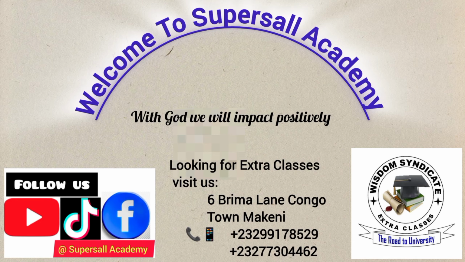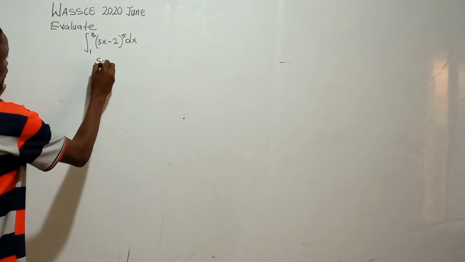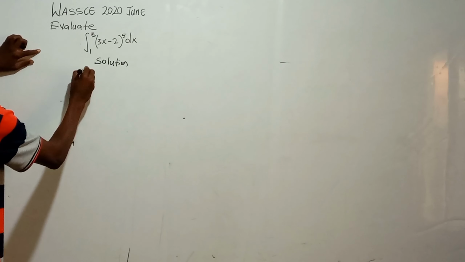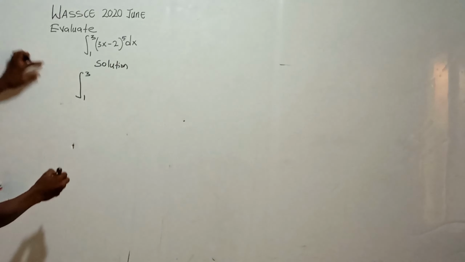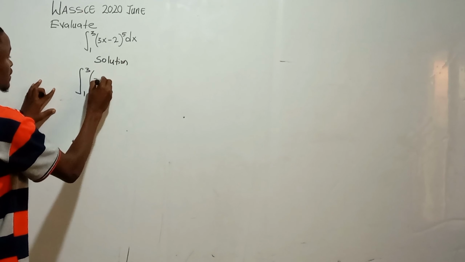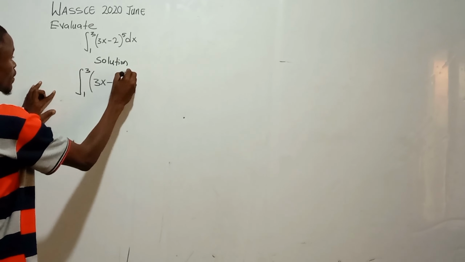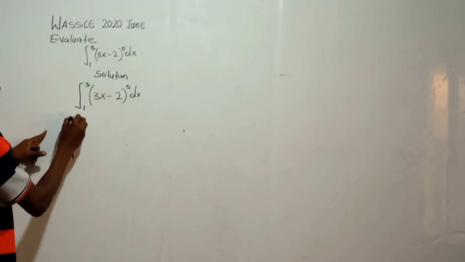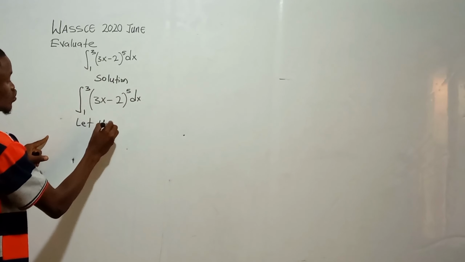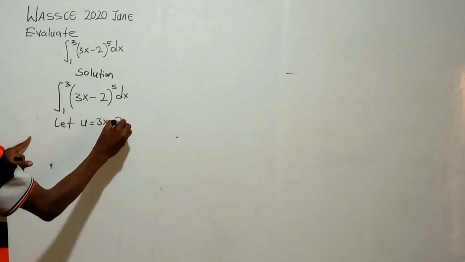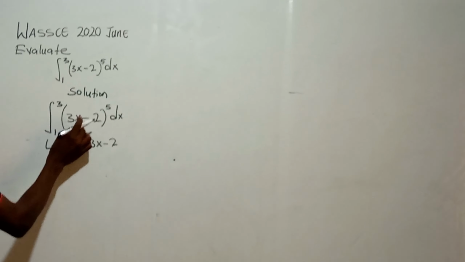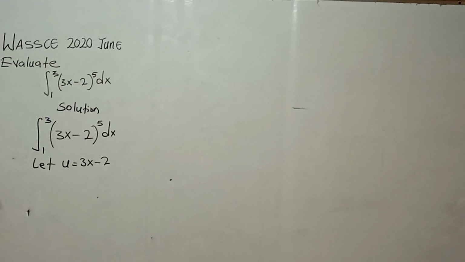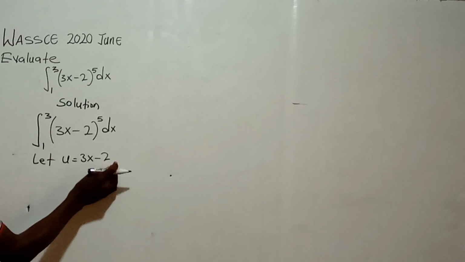So with this solution, we have the integral with limits 3 and 1 of (3x minus 2) all raised to the power 5 dx. So the first method we need to do is let u be equal to 3x minus 2. To simplify this, firstly you need to let u equal 3x minus 2.